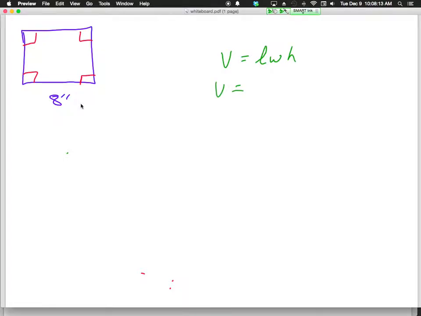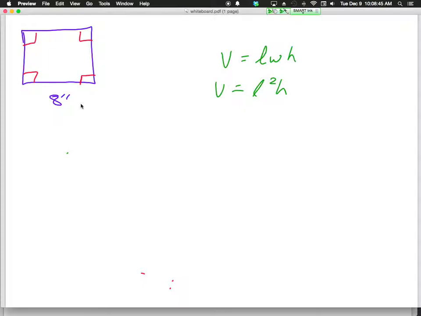But this one is a special one. Why is it special? All the sides are the same. Which means what are the same? As far as my variables go up there, the length and width are going to be the same. So I can change the W into an L. So I'm really dealing with L squared and H. Why wouldn't the height be the same? Because the height depends on what I'm cutting out here.